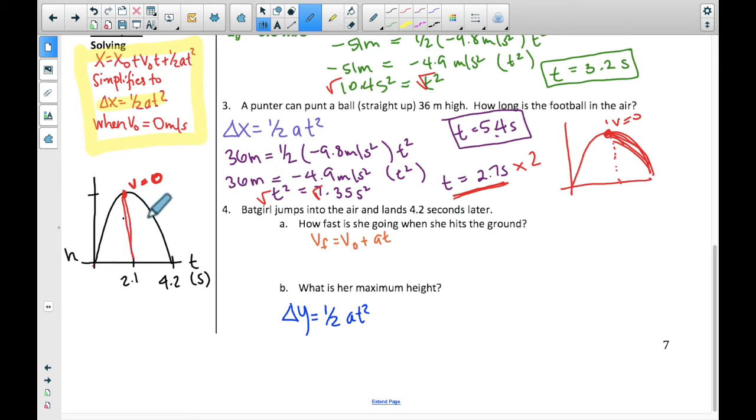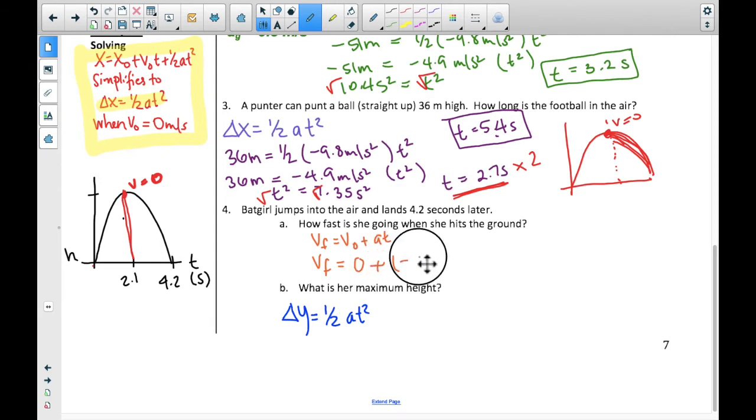Okay, so if we think about it, 4.2 seconds is when she lands, which means that she's 2.1 seconds halfway through. So I can use this equation to solve for my final velocity. So final velocity is what I'm solving for. The initial velocity, as before, I'm just going to take half of this parabola. I'm going to start with my initial velocity. I'm going to say the initial velocity is 0 because she's just halfway up there, but that gives me an easy place to start to say what happens when she lands.